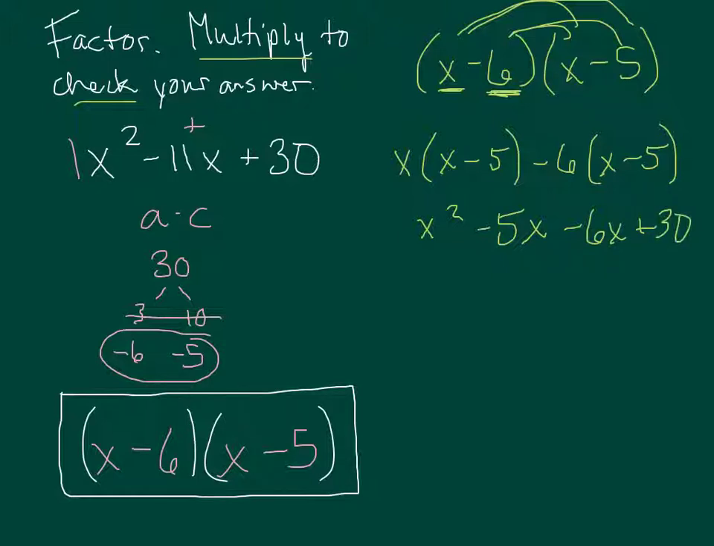So just to show you how I did that, we did x times x is x squared. X times negative 5 is negative 5x. Negative 6 times x is negative 6x. And negative 6 times negative 5 is positive 30. We got to add our like terms, and those like terms are going to add up to get negative 11. So we did this initial problem correctly. I'm going to put a big old check next to it.